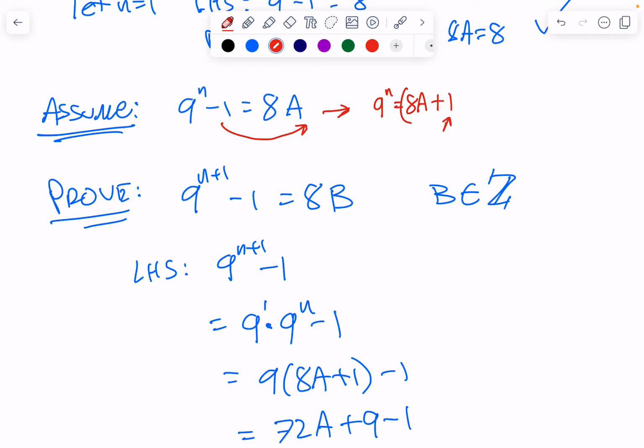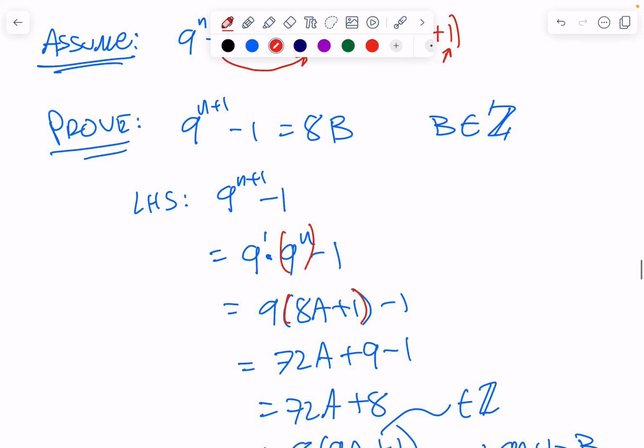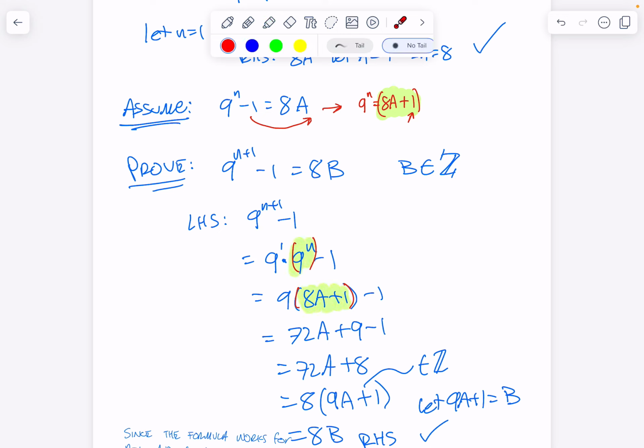Okay, so that expression right there is what I can plug in for 9 to the n, and you see it right there, right? All those things are equal that are highlighted in green. Okay, so if that's true, then I could distribute my 9 into there, so I get 72a plus 9 minus 1, and 9 minus 1 is 8. Well, 72 is divisible by 8, so I could factor that out, leaving me with 9a plus 1.